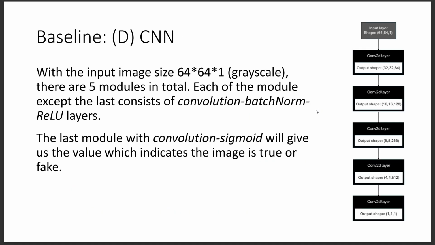Now, this is the structure of the discriminator. The discriminator is composed of 5 modules. Each of the first modules is composed of a convolution layer, a batch normalization layer, and a ReLU layer. The last module is composed of a convolution and a sigmoid layer. It will output a value from 0 to 1 to tell us how fake the image is.